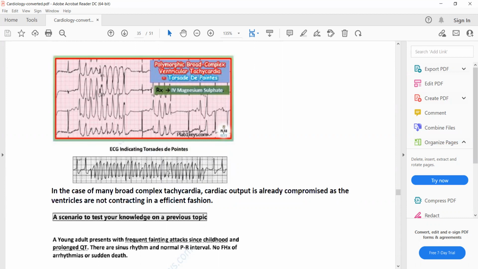Can you show on the ECG the long QT interval, please? Remember that the normal length of the QT interval is almost 430 to 450 milliseconds. But when the person is having tachycardia, then we need to calculate the corrected QT interval, because in tachycardia the QT interval will be short due to tachycardia.